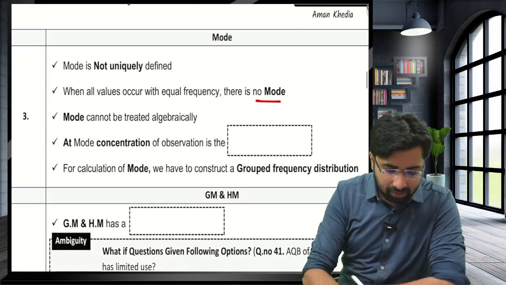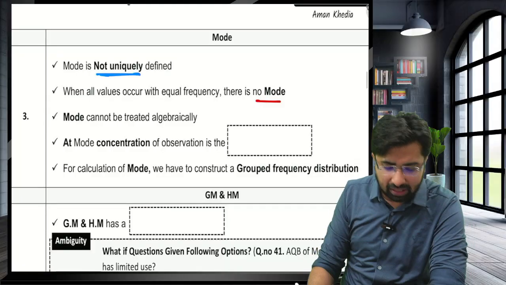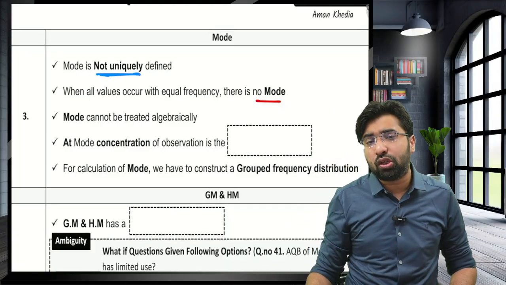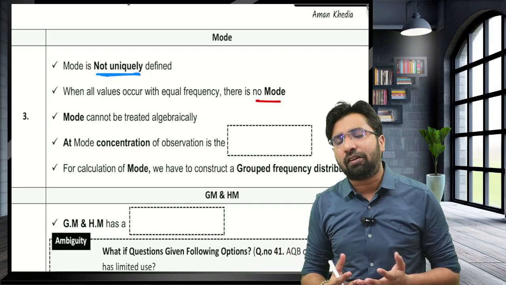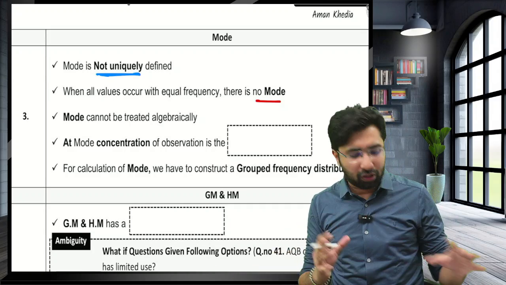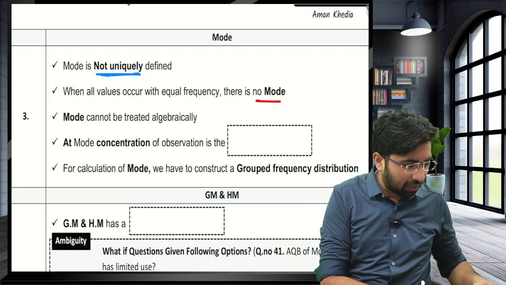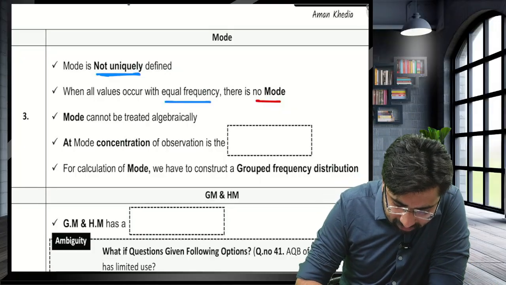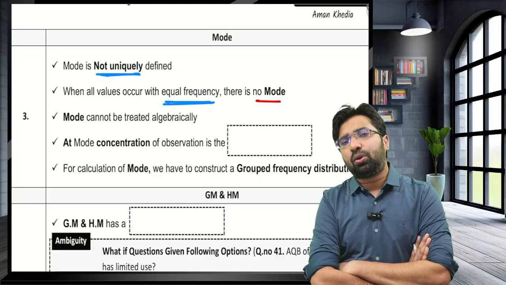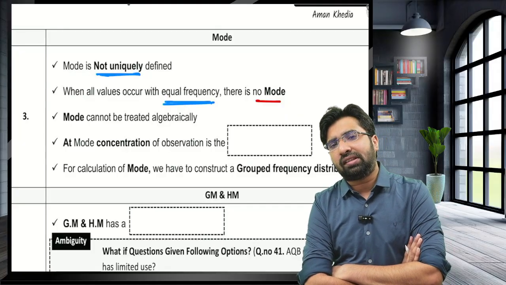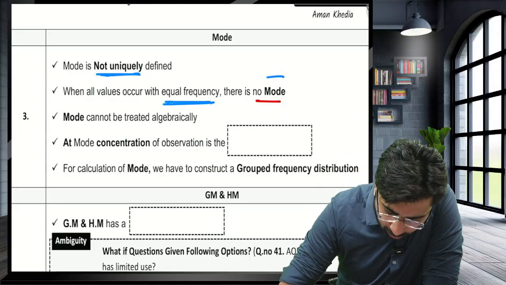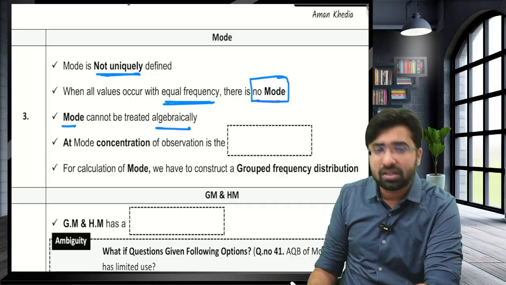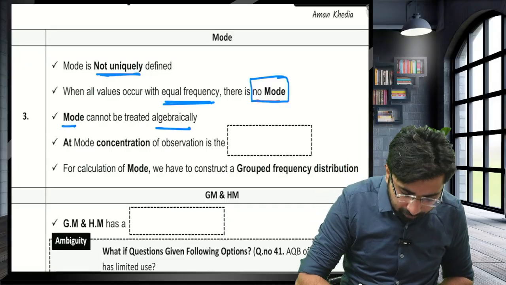Now see, mode does not have a uniquely defined formula. Mode is not uniquely defined. Why am I saying this? Everyone else has a formula, but mode has no such formula. Now, when all the observations occur an equal number of times, for example 2 2 2 2 3 3 3 3 6 6 6 6, I will say there is no mode. Mode cannot be treated algebraically. This should be the first preference.